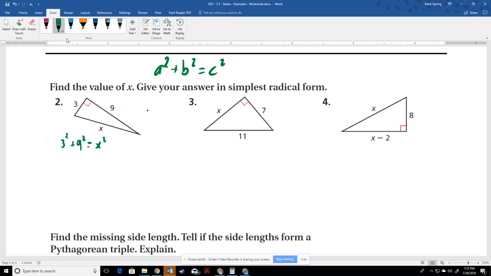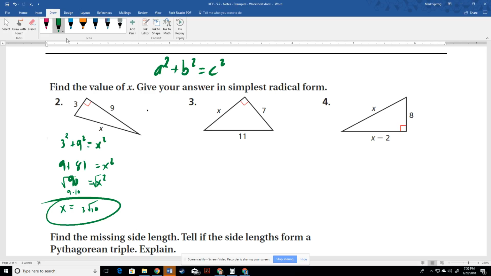I didn't grab a calculator, but I should handle these pretty okay. So we get 90 equals x squared. And then we can take the radical of both sides. So x is going to be radical 90, which is 9 times 10. So it's going to be 3 radical 10.